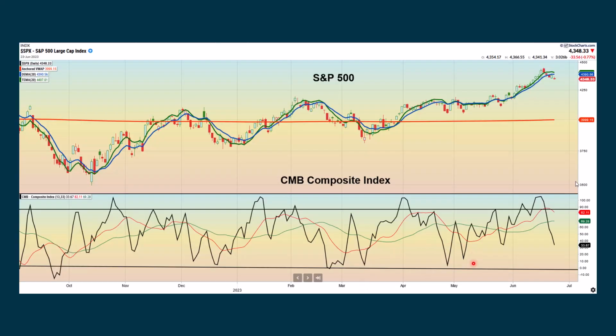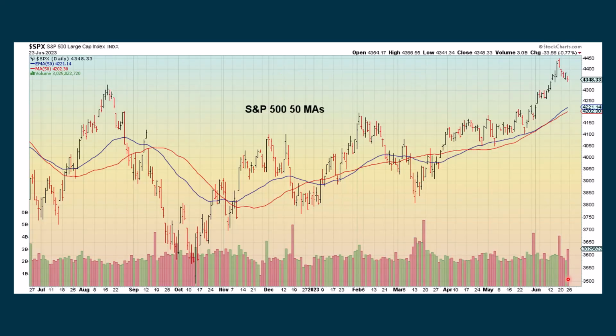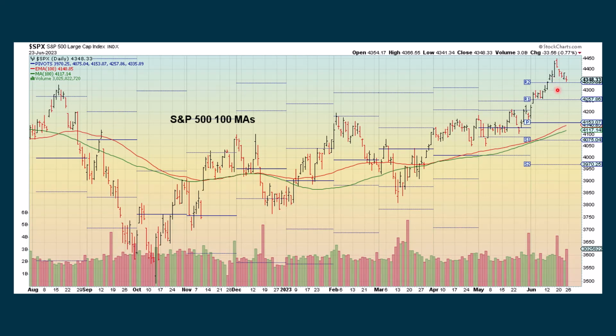Intermediate term charts. We were looking at the CMB composite when it was extreme positive. Now it's been dropping down. We've also been watching the Connors RSI when it was extreme positive. Now it's also been dropping. The 50-period moving average, even though we've been declining, we're still far away from that moving average. And the same thing can be said for the 100-period moving average.